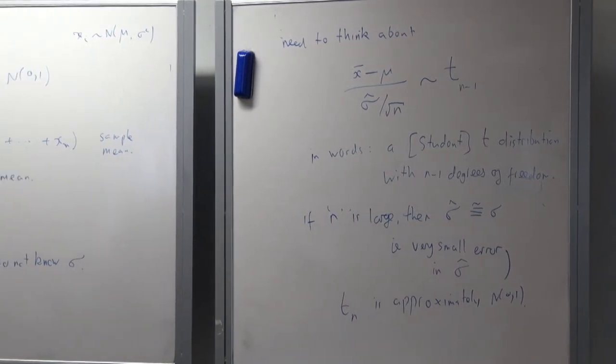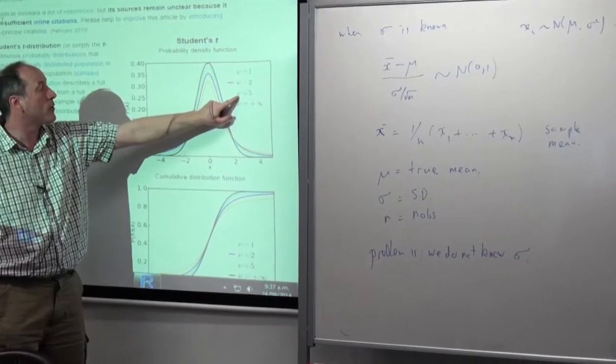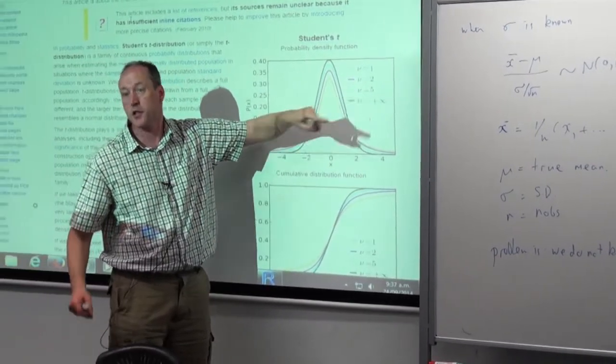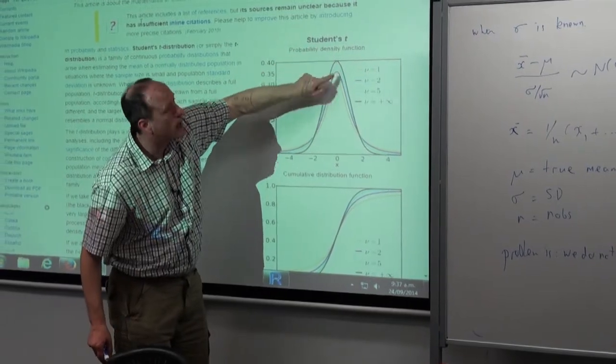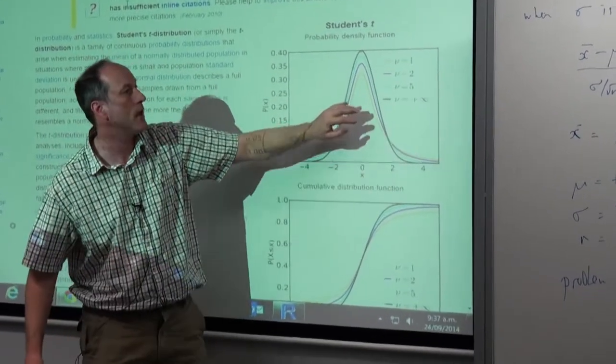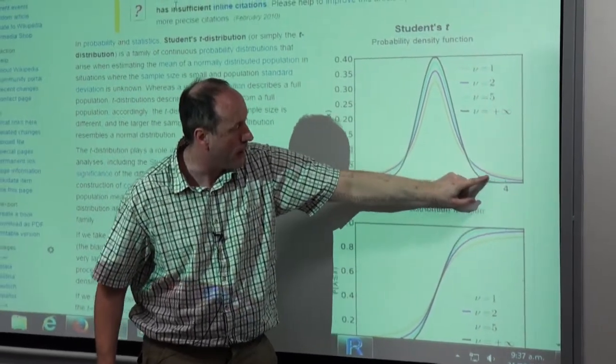What happens if you've only got a small amount of information? If you've got this light blue curve here, which is nu equals 5, corresponds to 6 observations because it's n minus 1 degrees of freedom. Look what's happened. It's distorted this to account for the fact that we've got an estimate instead of a true value, and it's made the tails thicker, and I'll come back to that later.